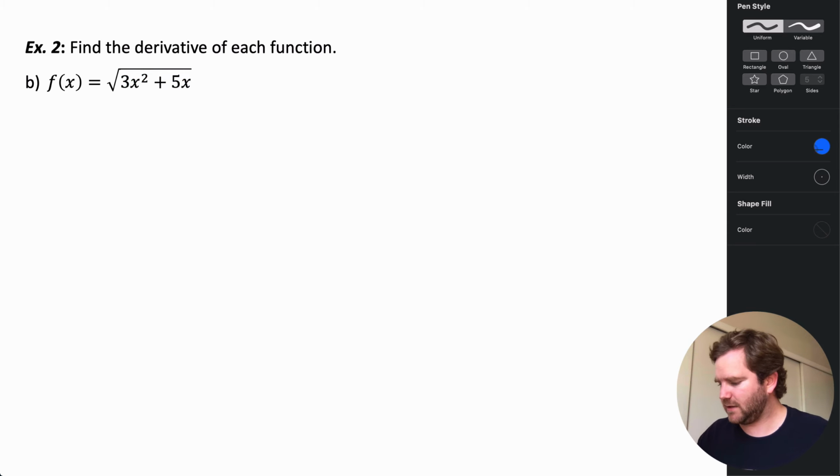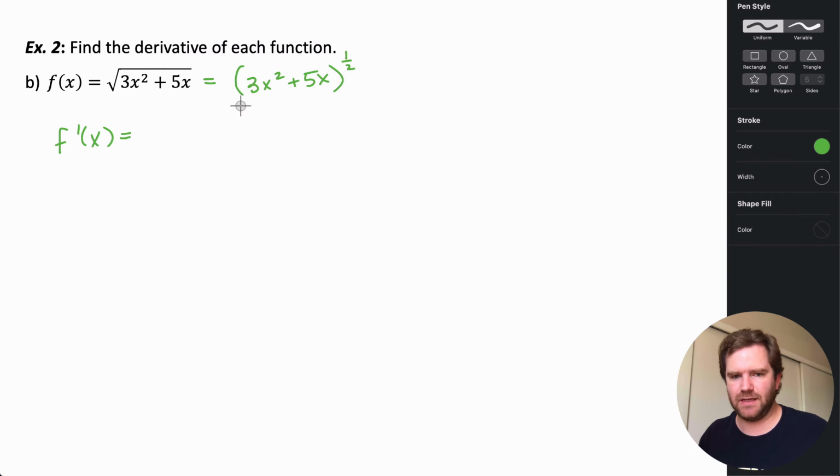So remember, when you're taking this derivative, f prime of x is equal to the derivative of the outside. And before I actually take this derivative, I'm going to rewrite this using fractional exponents. So it's going to be (3x squared plus 5x) to the 1/2 power. So, the derivative of the outside function, leaving the inside alone.